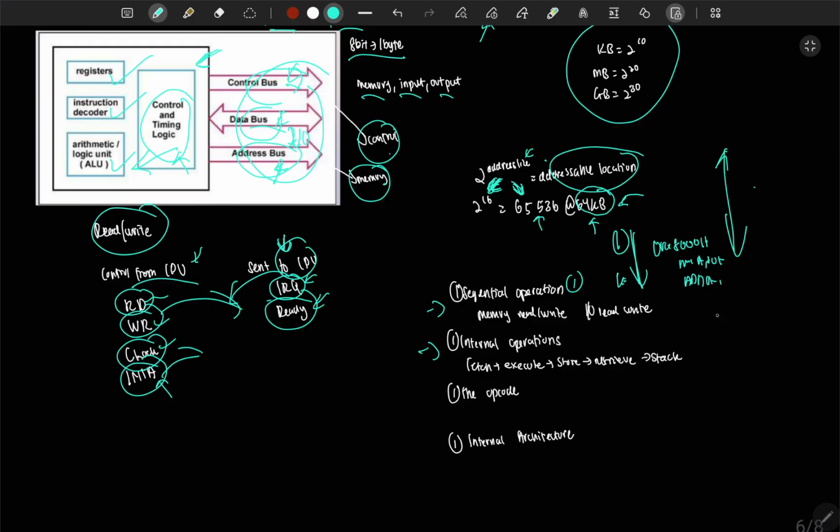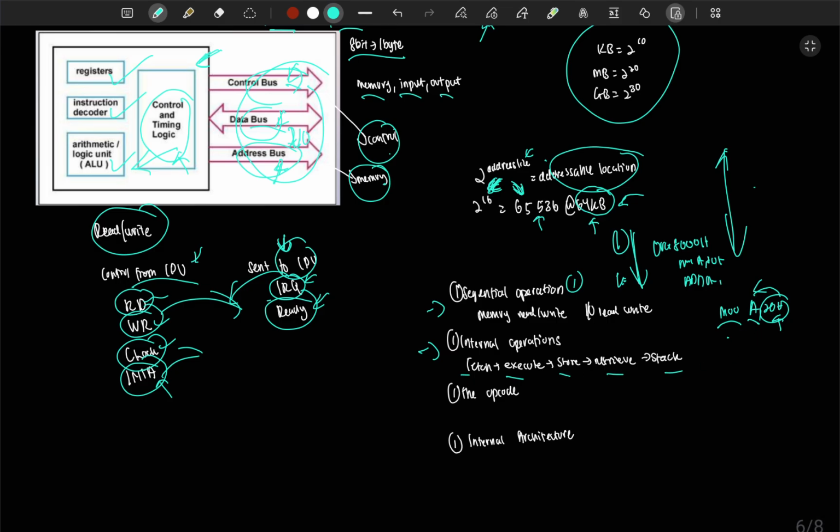Then we have internal operation. Internal operation means, for example, if my code says MOV A 20H, we need to fetch this code, we need to decode this code, we need to execute this code, we need to store, we need to retrieve. So fetch, execute, store, retrieve, stack, these are all internal operations being processed.